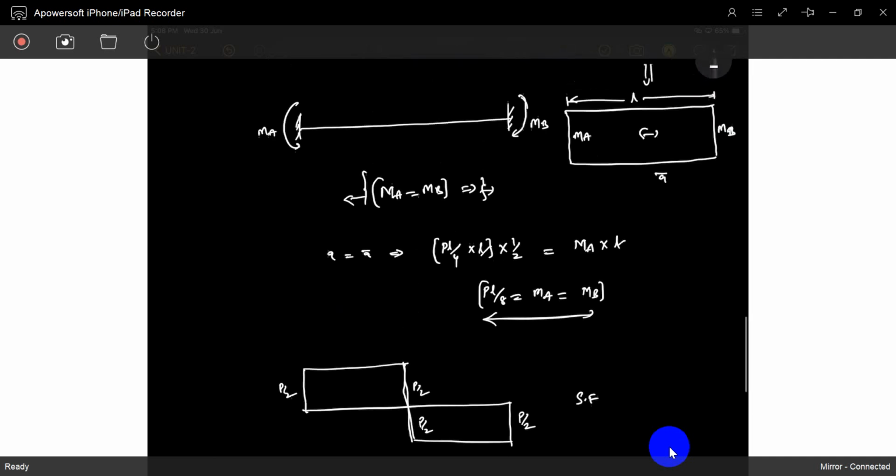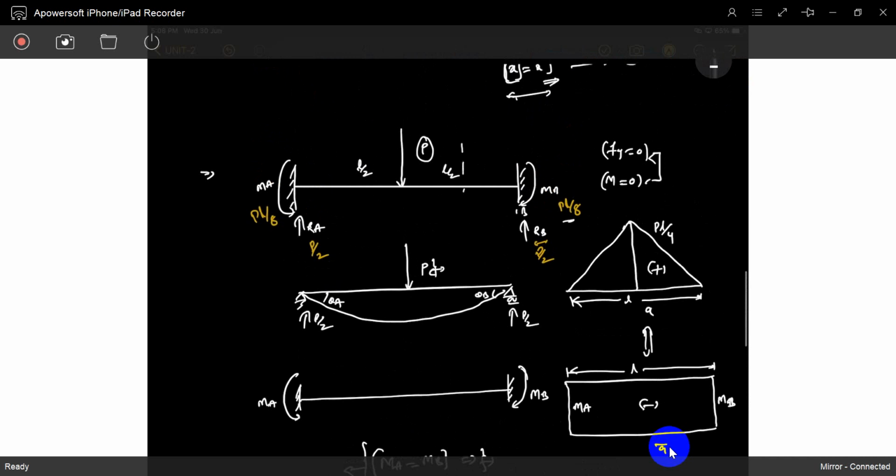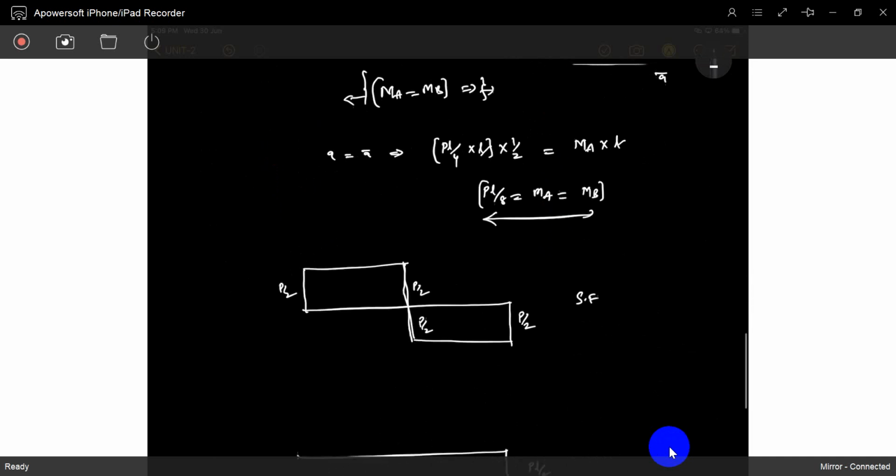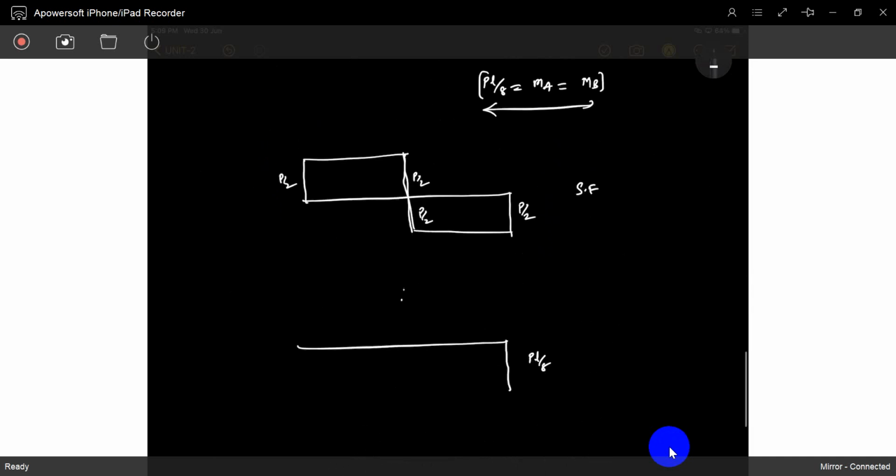Okay, so at the center, from this section up to this section, PL by 8 is in this direction, and the reaction P by 2 into L by 2 is in the other direction. So exactly what comes? P by 2 into L by 2 minus PL by 8. P by 2 into L by 2 is PL by 4. PL by 4 minus PL by 8 will come as PL by 8.